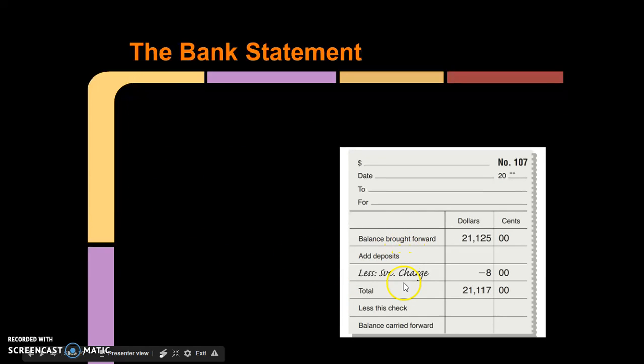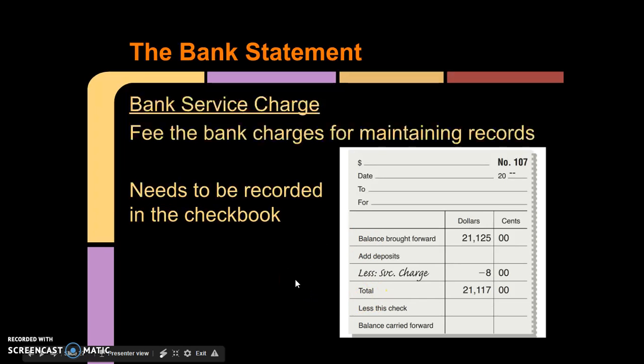So in this case, we have a service charge we are recording. We have $8 coming out as a service charge, which could be for ATM fees or any number of things that the bank charges. We have to account for this in our check stubs and update our account. A bank service charge is the fee the bank charges for maintaining our records, and it needs to be recorded in the checkbook in order to keep our records accurate.